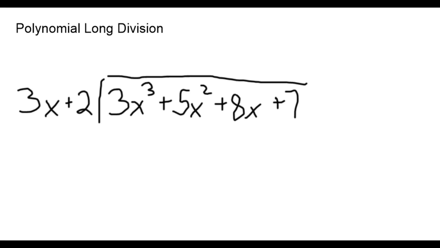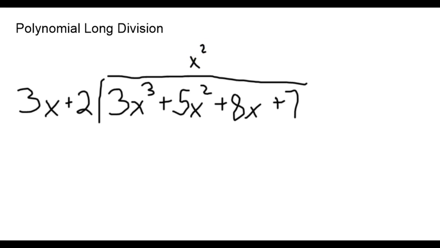So for example, suppose we're taking 3x cubed plus 5x squared plus 8x plus 7. That is our dividend. And we're dividing that by 3x plus 2. That's called the divisor. To start this, we want to look at our divisor, 3x plus 2, and we're going to look at the first term, 3x. We need to determine how many times does 3x go into 3x cubed. Or another way to think of that, what can I take times 3x to get 3x cubed?